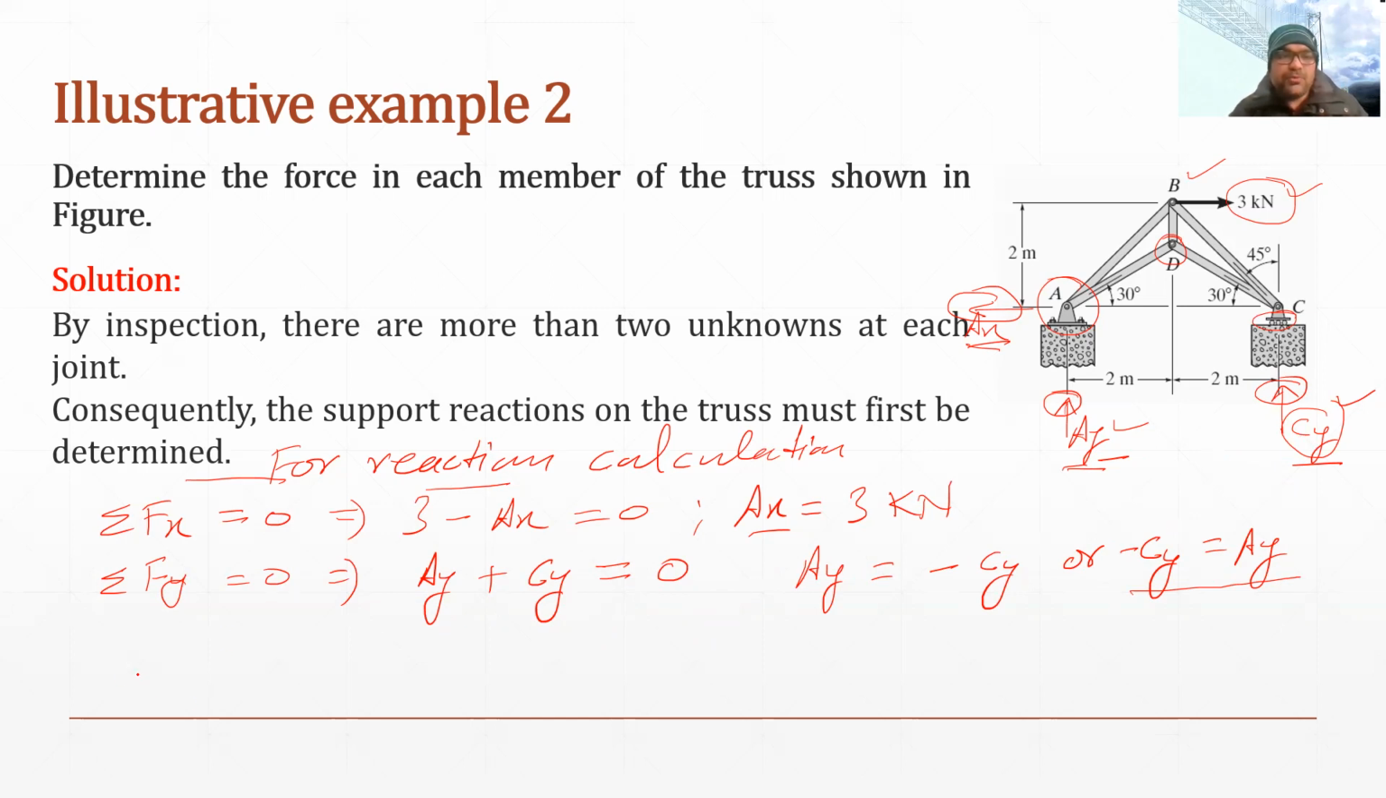For that, we will now apply the third equation, which is summation of M equals 0. We will take a moment about A. So I'm writing here summation of M about A should be equal to 0. About point A, the moment due to AX will be 0 because the line of action of AX passes through point A. So AX moment will be 0.